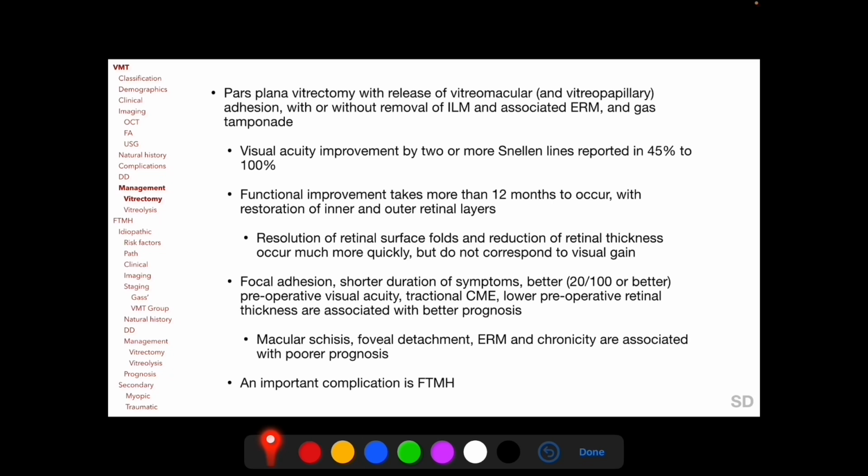On the other hand, macular schisis, foveal detachment, epiretinal membrane, and chronicity are associated with poorer postoperative visual prognosis. An important complication of pars plana vitrectomy in these eyes is the occurrence of a full-thickness macular hole.